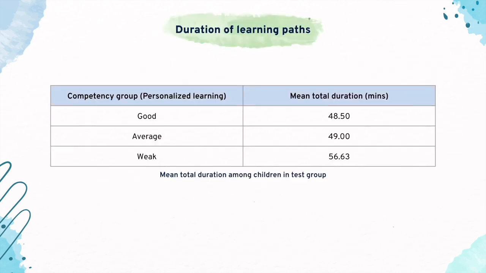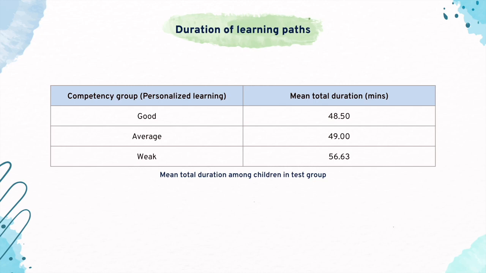Looking into the duration of learning paths, there are 3 competency groups as well tested, and this duration of learning paths is recorded only for the personalized learning paths. So how is the mean total duration calculated? The total time for a child to attempt the coding concept is summed up divided by 4.